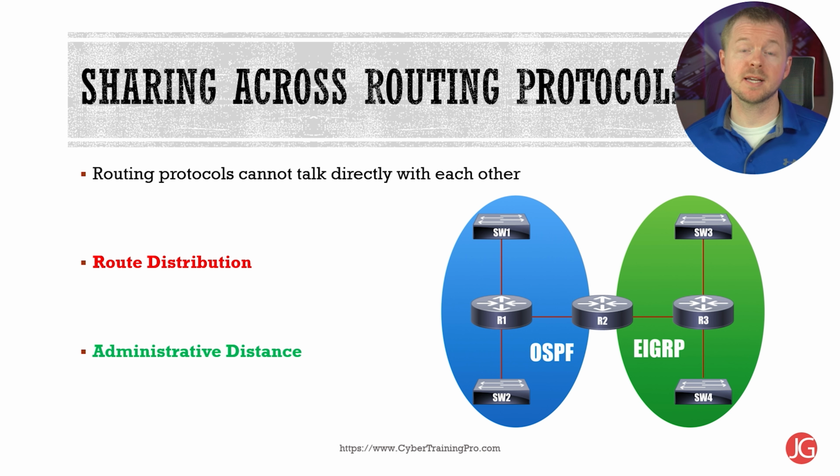We know that a router using a single routing protocol can use the metrics to compare paths, but when we have multiple routing protocols, our router will use something called administrative distance, or route preference, to choose the best path.